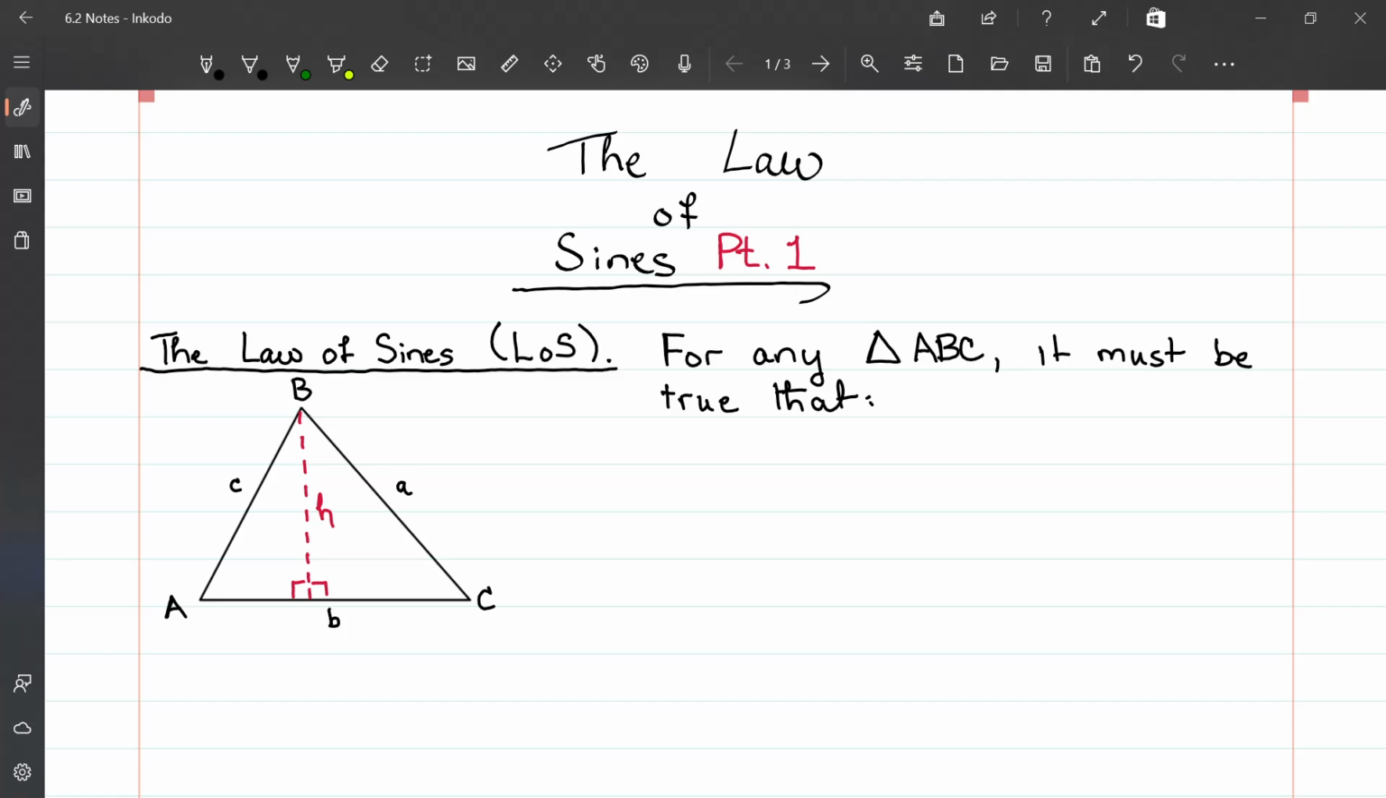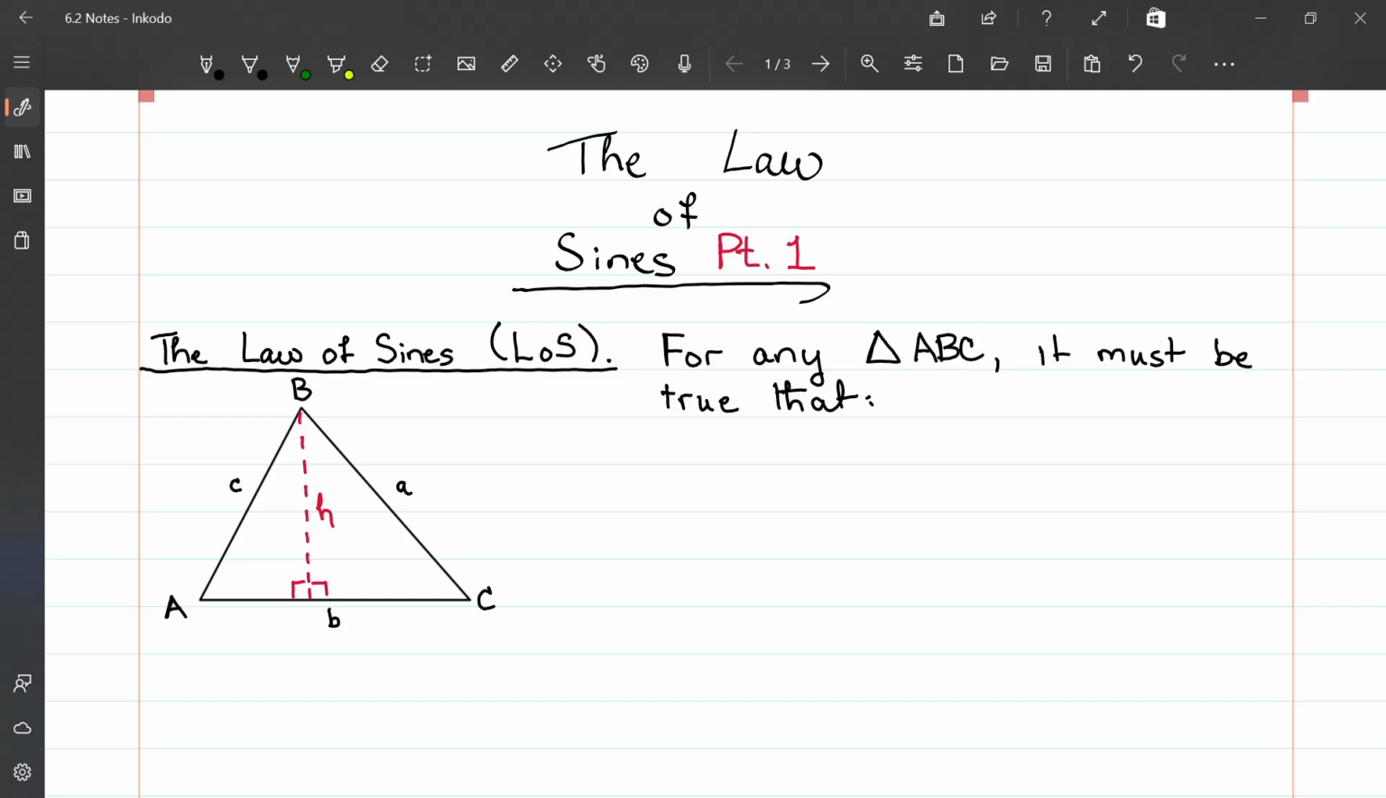Also, in this picture, I have split the angle B, probably not in half, but I've split it with this dashed red line that I'm calling H, and I am using that to create 2 right triangles inside of my triangle ABC. So, now that we have the basic setup here, let's go ahead and explain what the law of sines says.